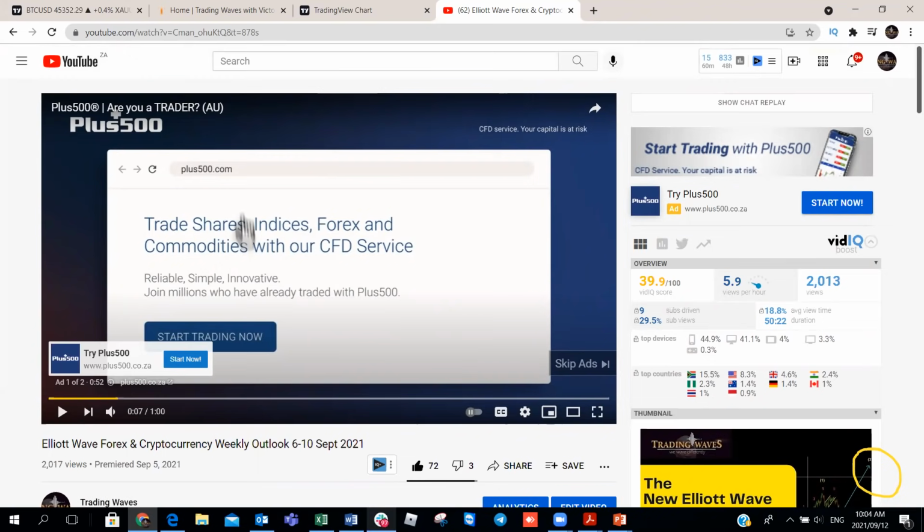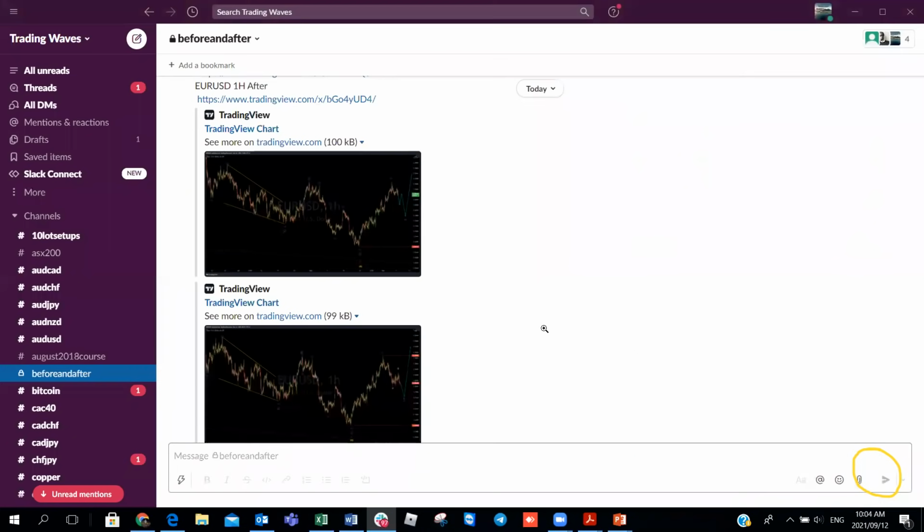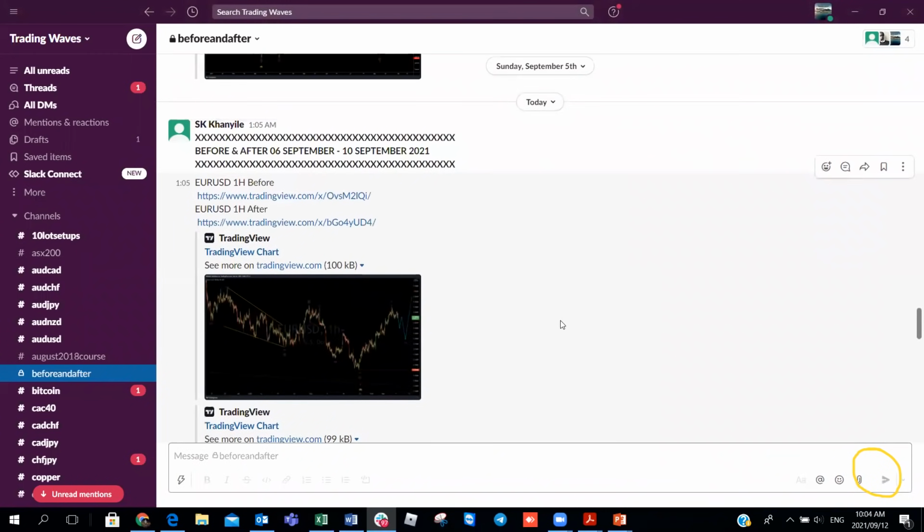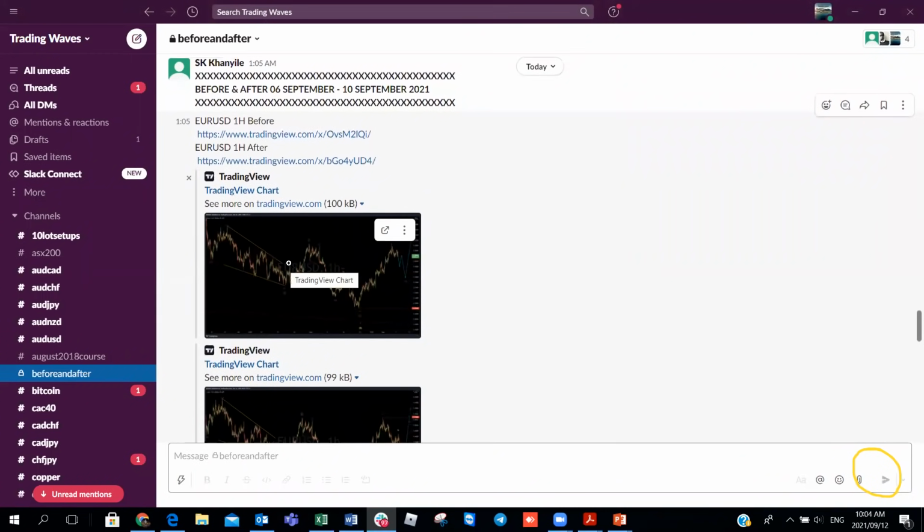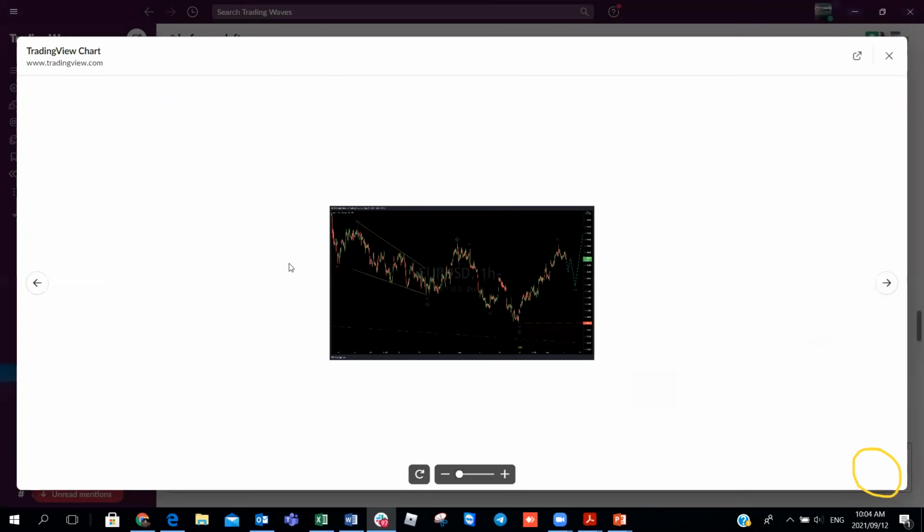Let's get started with the trade recaps of the last week. Let's have a look at how we looked at the market and how it played out. We're going to start with the Euro US dollar. Most pairs have been in corrective structures, and on the US dollar pairs especially, we are just in corrective structures all around.